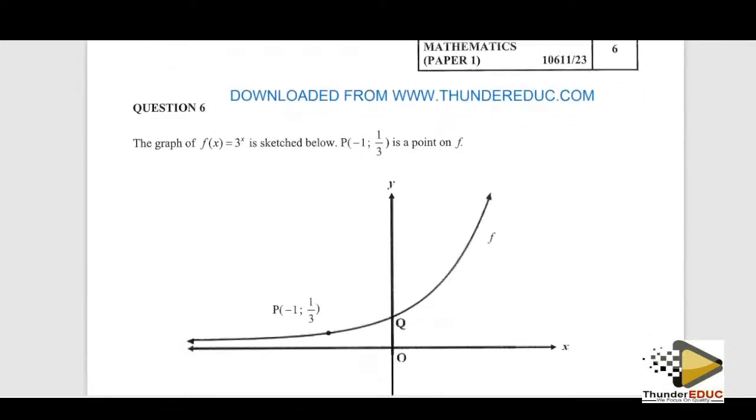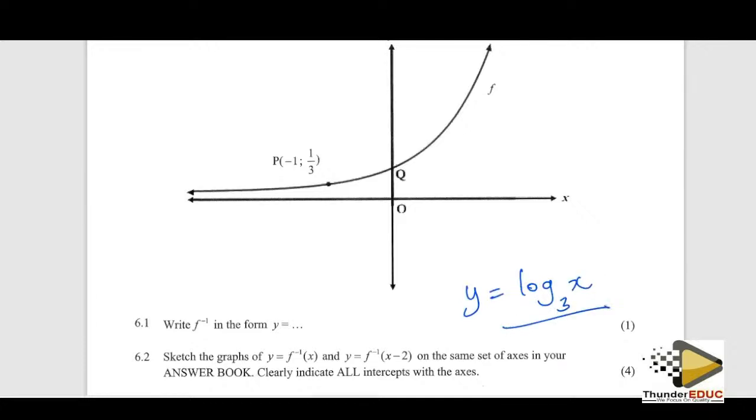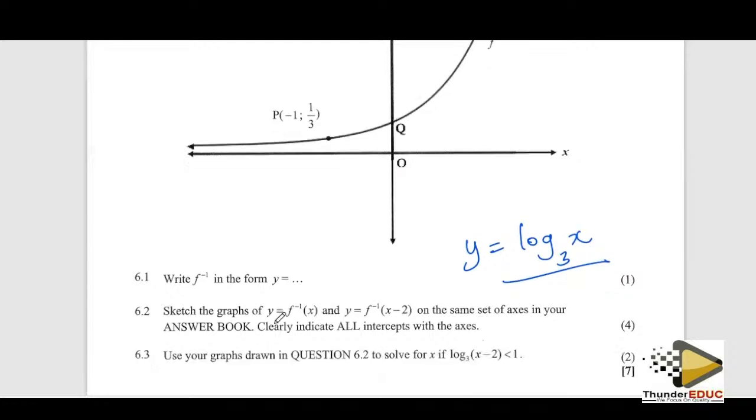Question number 6, we have the exponential, which never misses. The graph below is of the exponential function, and the sketch shows P, which is a point on F. So what do they want us to do? They want the inverse. So remember, for the inverse, you just have to use log. Then they want us to sketch the inverse. Let's start with the inverse.